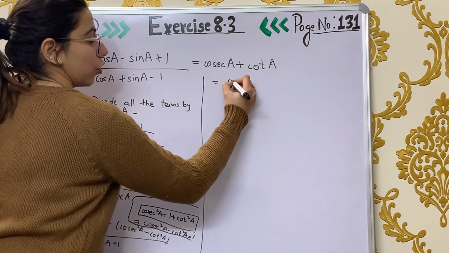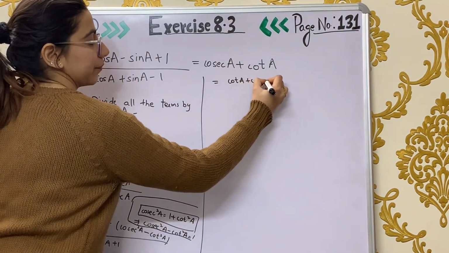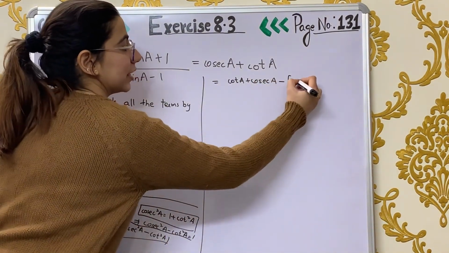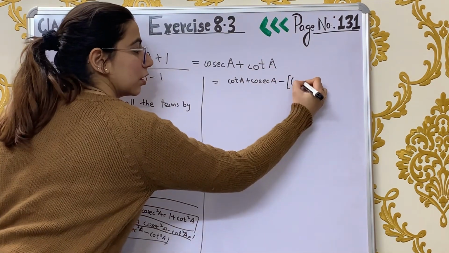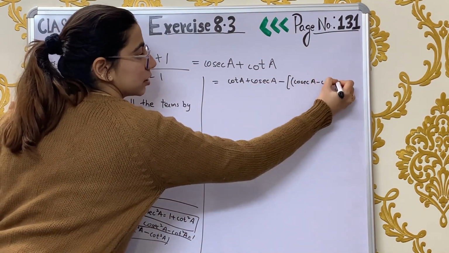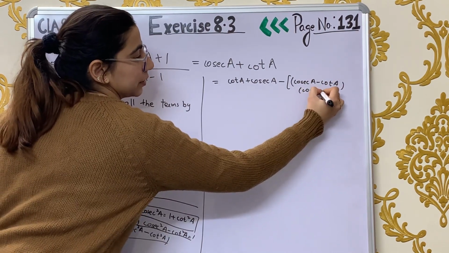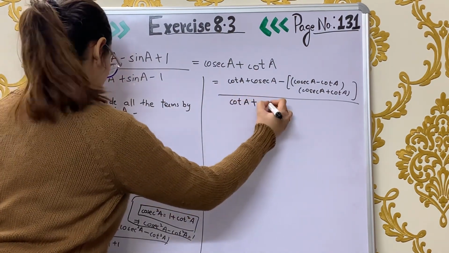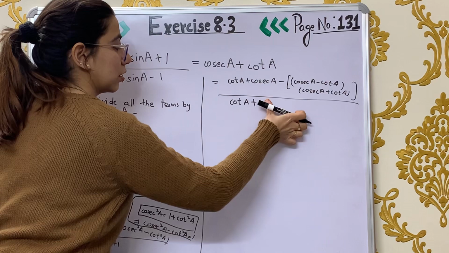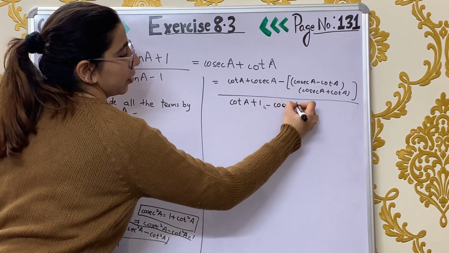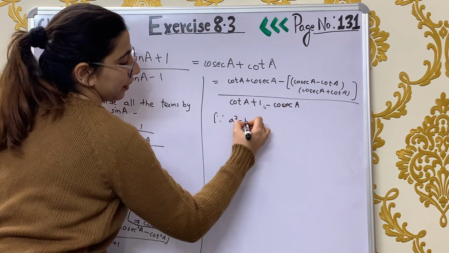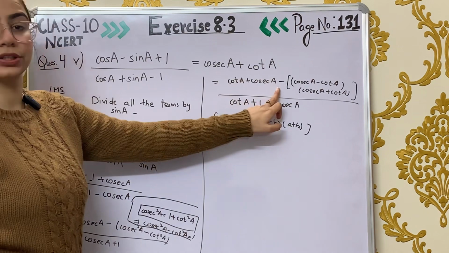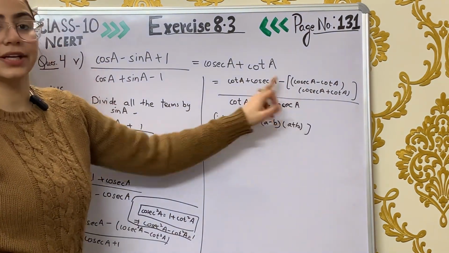Now I have cot A plus cosecant A, and here we have A square minus B square. So let us expand that. That is going to be A minus B, cosecant A minus cot A, into A plus B, and the denominator will remain the same, that is cot A plus 1 minus cosec A. Here we have used the fact that A square minus B square is equals to A minus B into A plus B. Now we see that cot A plus cosecant A is common in both the terms, so we can take that as common.